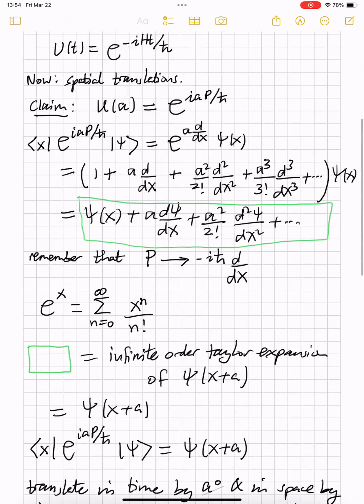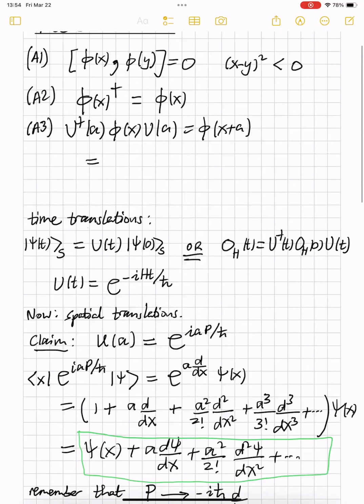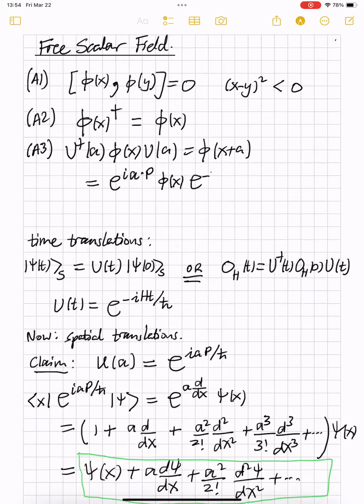So using that over here, we've got e to the i a dot P phi of x e to the minus i a dot P. And this axiom A3 is telling us exactly how our field transforms under translations in space-time.